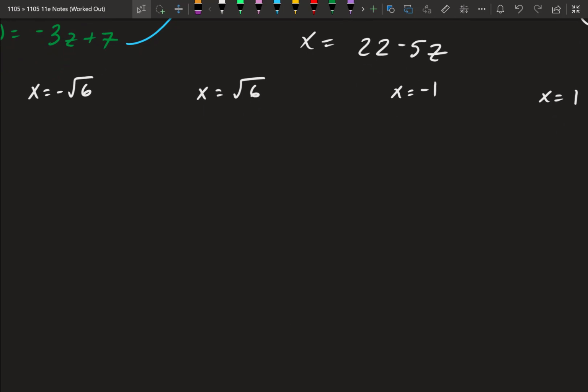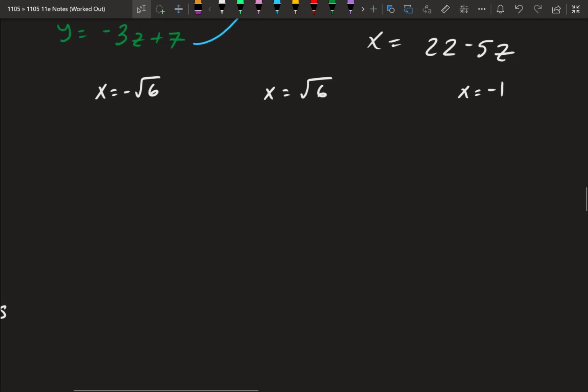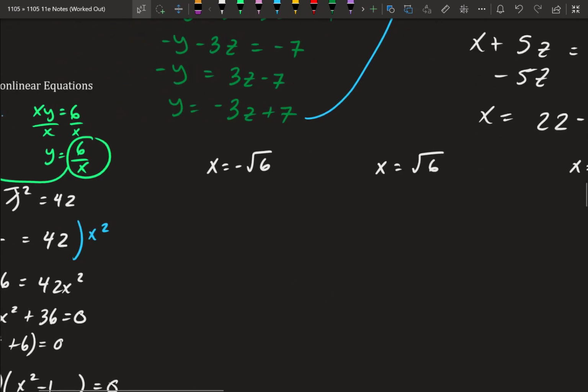I'm going to plug it into the bottom one. I know the top one looks easier, but it's actually way more difficult. So let's plug it into the bottom one. The bottom equation is 6x squared plus y squared equals 42. We're going to plug this in.